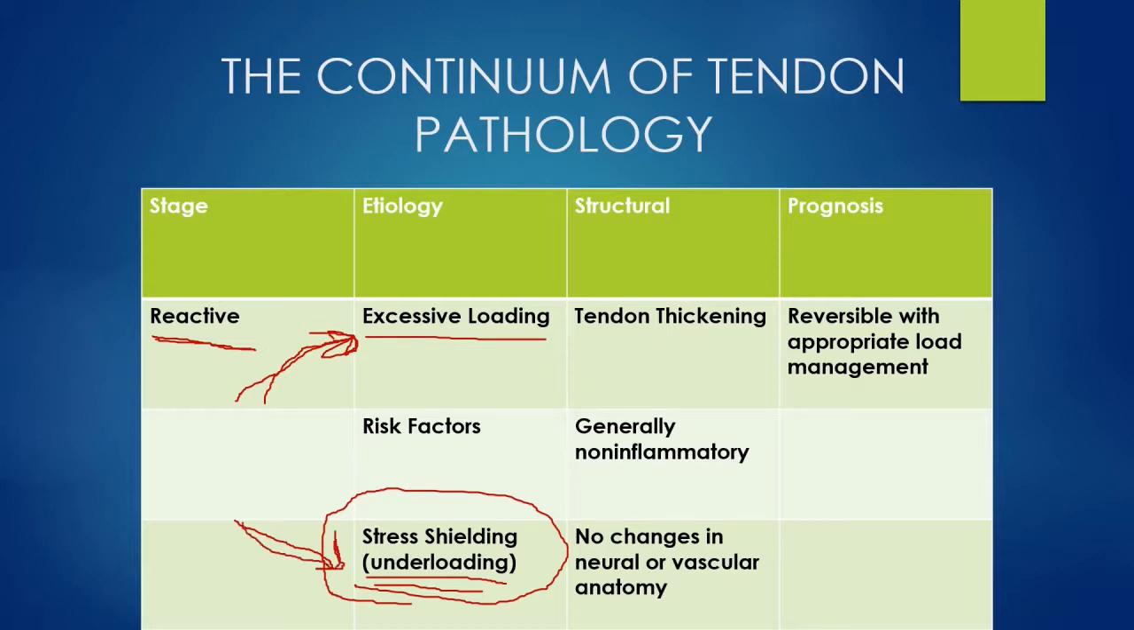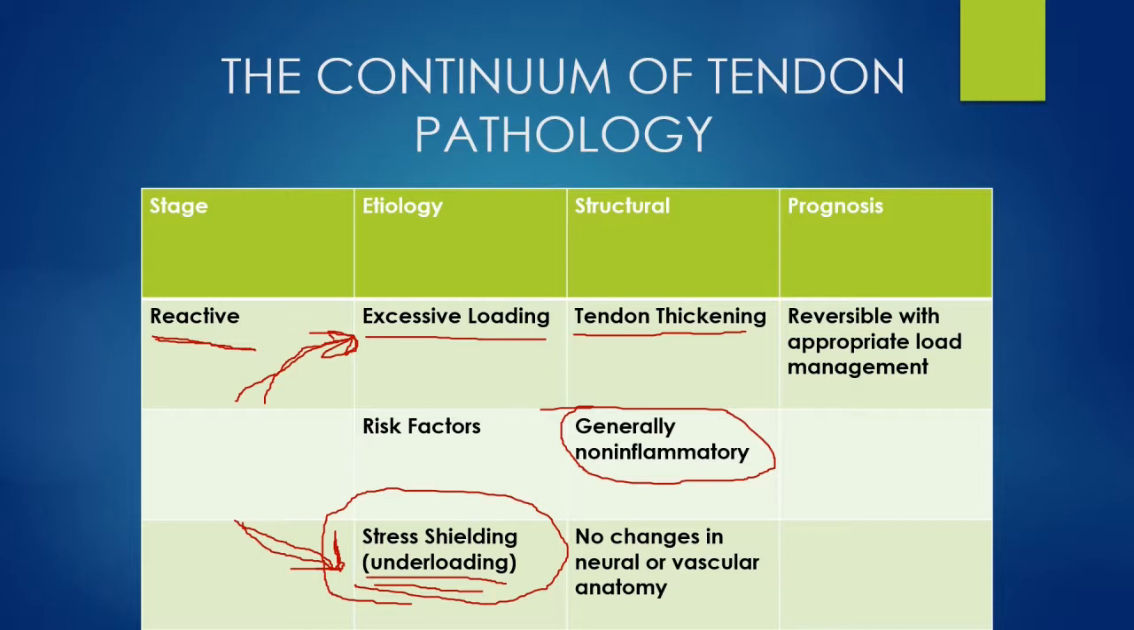Those that are repetitively overloading their tendons, or those that consistently underload their tendons that then go out to engage in activity that puts an acute overload on those reactive and degenerative tendons. Well, structurally, we see that this condition is generally non-inflammatory. That's why it's not referred to as tendinitis, but it's more commonly and more properly referred to as tendinopathy.